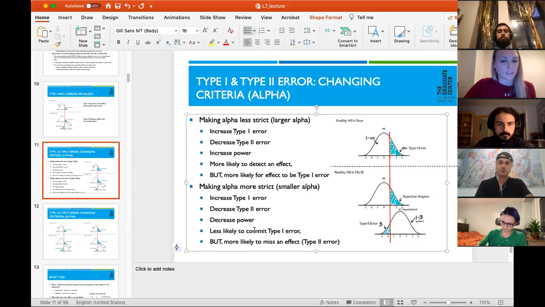And you decrease type 1 error too, right? And you increase type 2 error. Yes, because you're more likely to miss an effect here. So you increase type 2, less likely to commit type 1. Yes. Thank you for that.